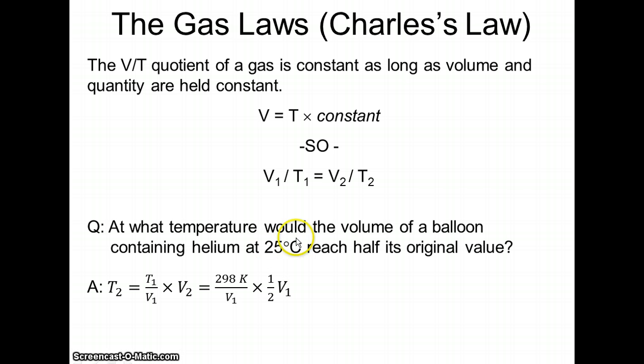Something we should note, gas laws always depend on Kelvin. Kelvin is the absolute temperature and is directly related to molecular motion. So all gas laws being based off kinetic molecular theory, which is coming in a later lecture, must use Kelvin temperatures, never Celsius. And so we'll convert this by adding 273, and we see that 298 Kelvin divided by V1 is equal to V2, which we said is going to be half of the original volume, so 1/2 of V1.